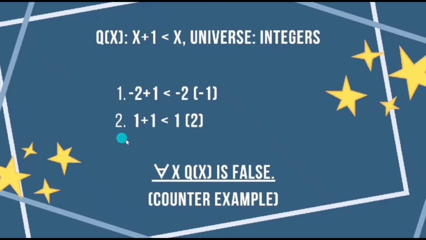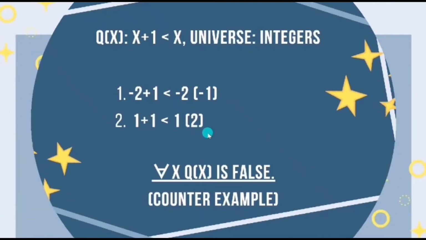For the second statement, we can replace x with 1, and we can write the equation as 1 plus 1 is less than 1. Here we can see that both of them do not fulfill the statement, as negative 2 plus 1 is not less than negative 2. The same goes for the second equation, where 1 plus 1 equals 2 and 2 is not less than 1. In this case, we can conclude that the statement "for all x, Qx" is false, and when the statement "for all x, Qx" is false, it is called a counterexample.